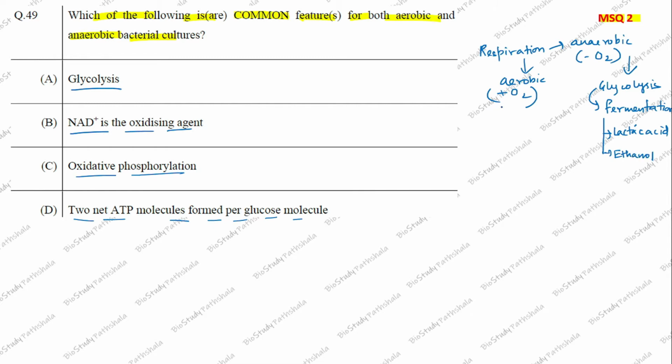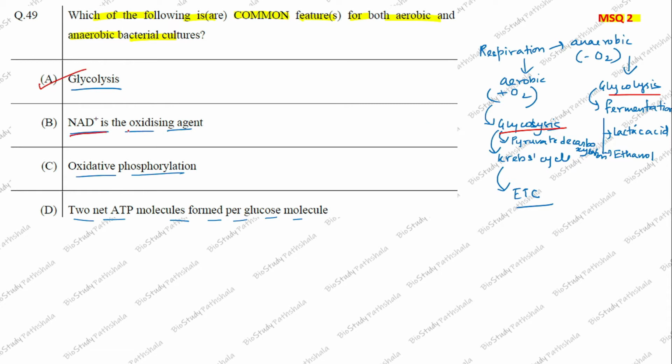Aerobic respiration shows first glycolysis, after that it goes for Krebs cycle, next it goes for ETC, that is electron transport chain. In between the glycolysis and Krebs cycle, one more step is followed here, that is pyruvate decarboxylation. So in aerobic respiration as well as in anaerobic respiration, glycolysis is common in between these 2. So option A will be the right answer.